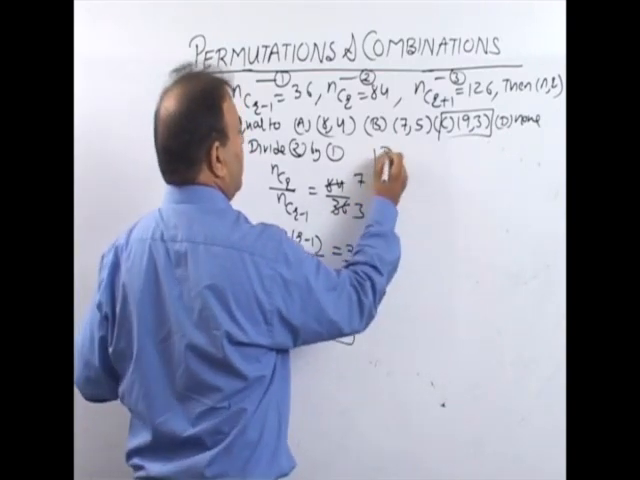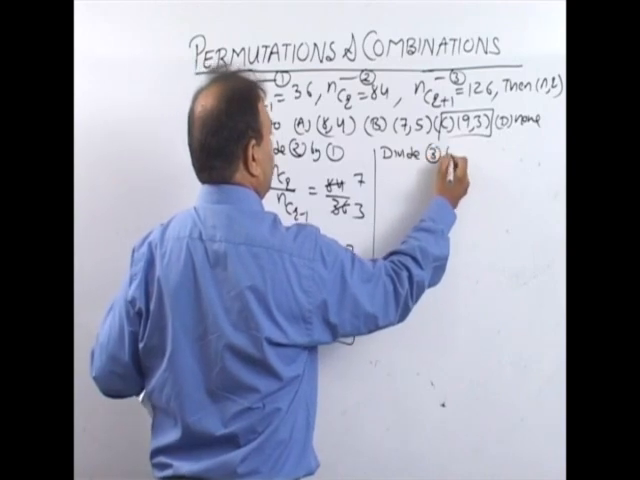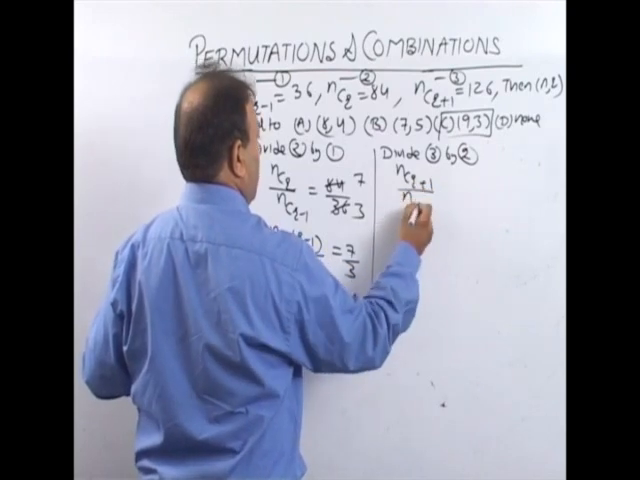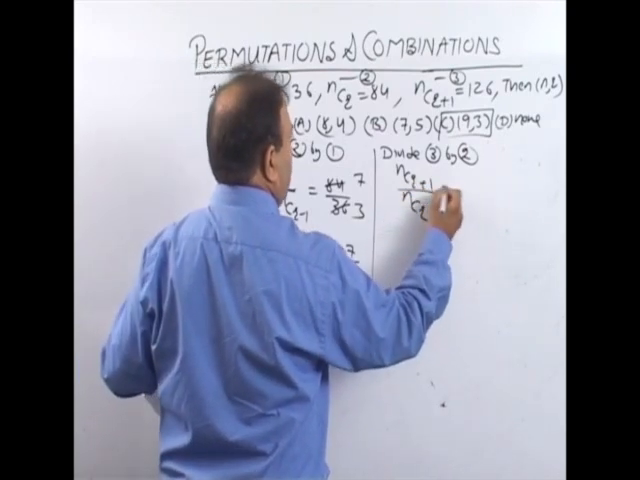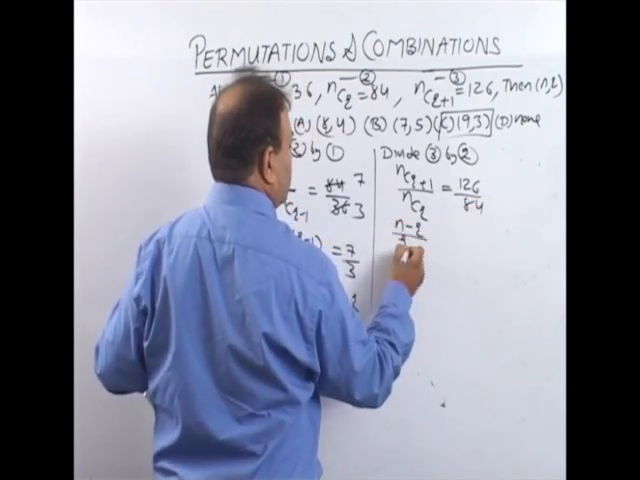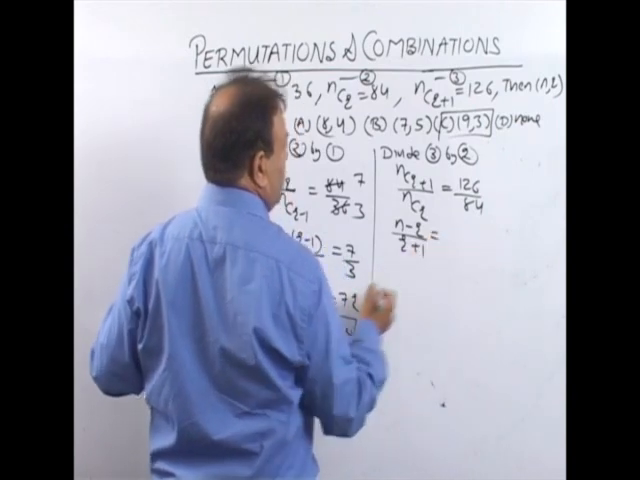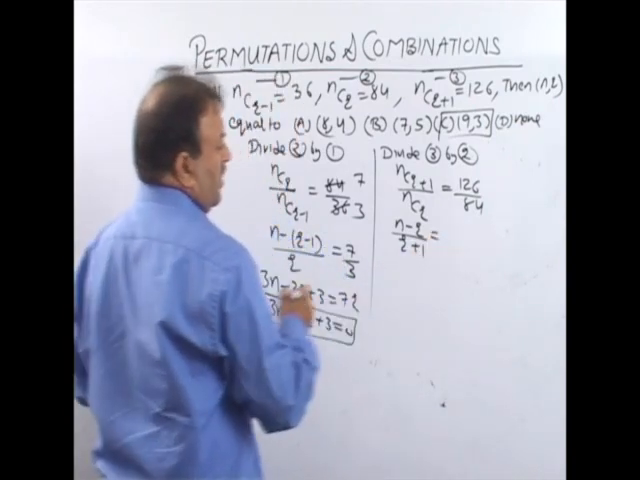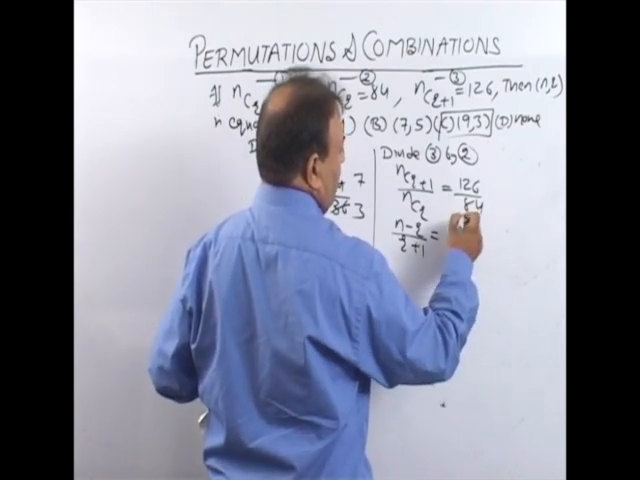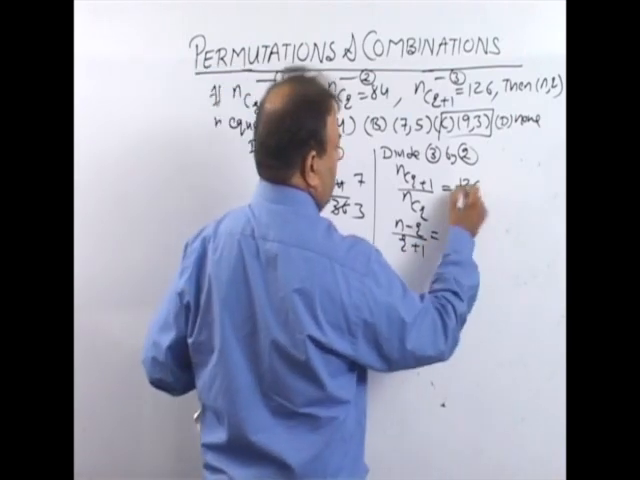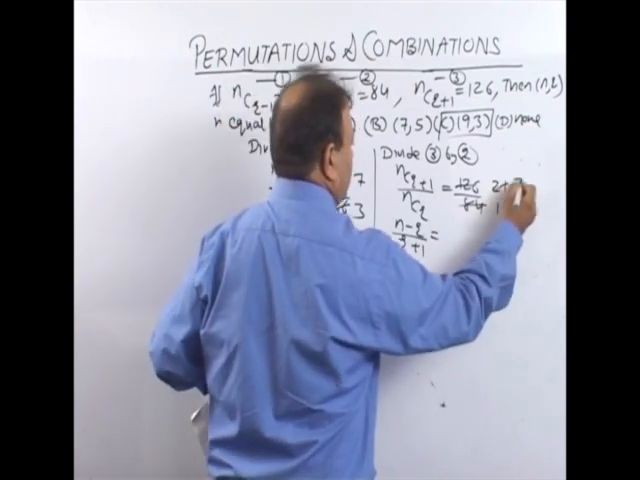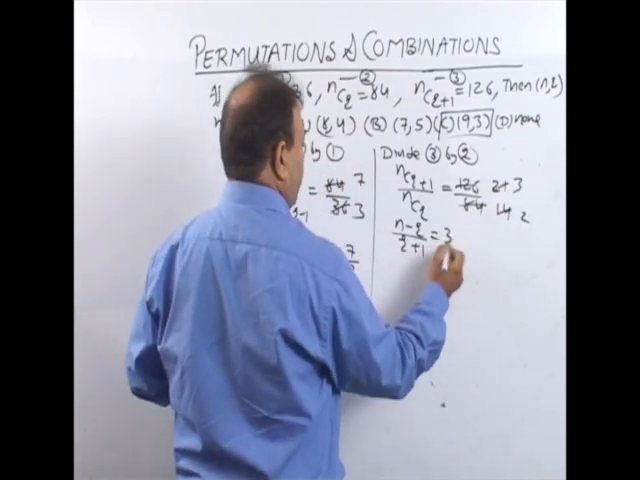Same way, say divide 3 by 2. That is nC(r+1) upon nCr is equal to 126 upon 84. I can write down (n minus r) upon (r plus 1). This is equal to 3 by 2.